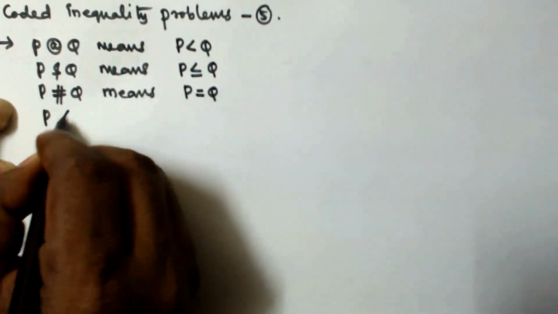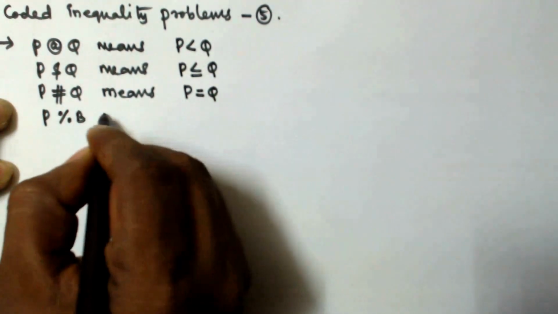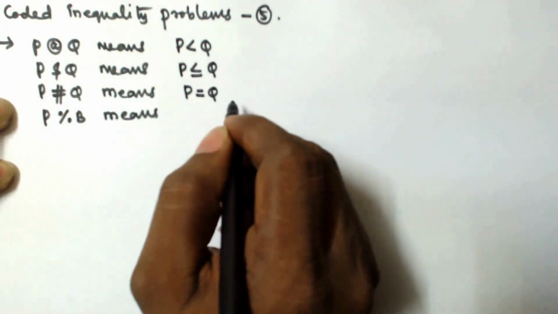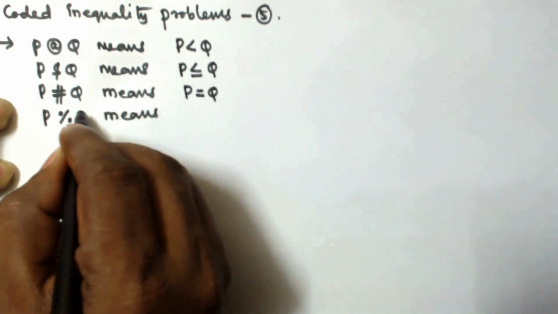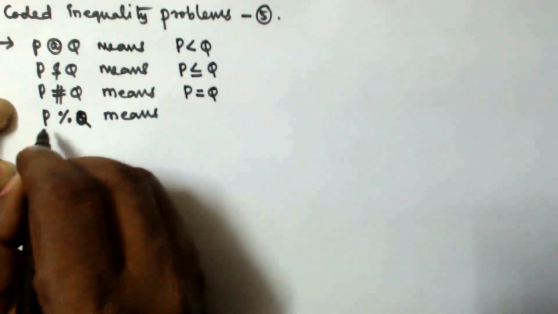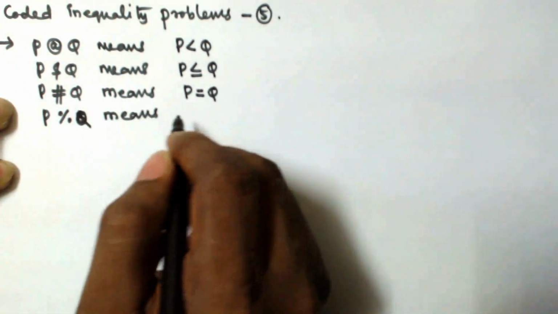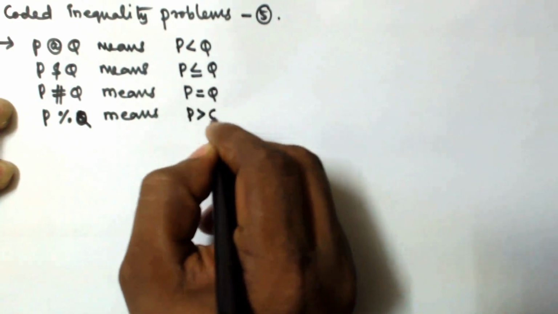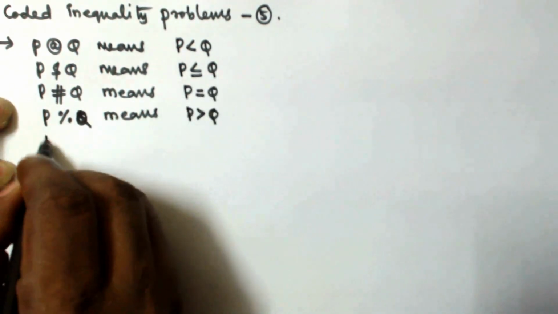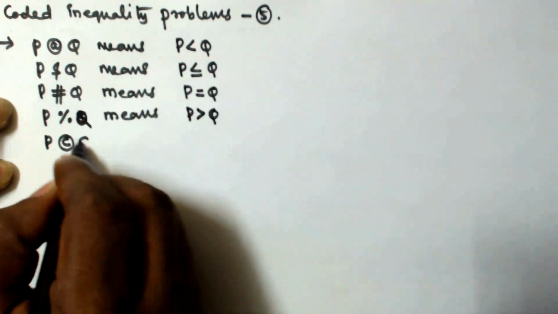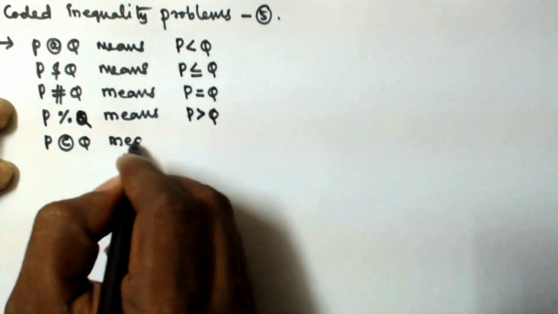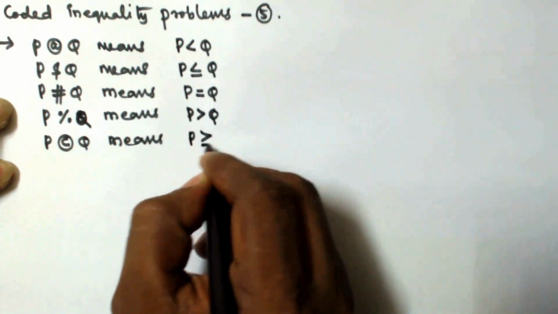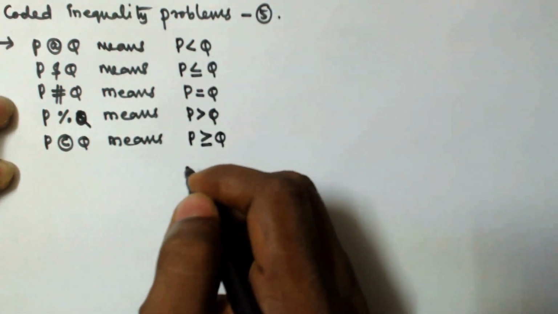If p percentage q, it means p is greater than q. So p percentage q means p greater than q, and we can represent that as p greater than q. And the next one, p copyright symbol q means p is greater than or equal to q. So that we can represent as p greater than or equal to q.